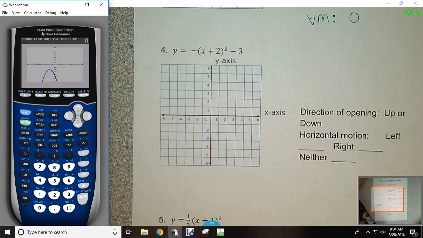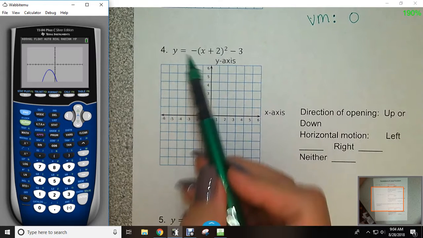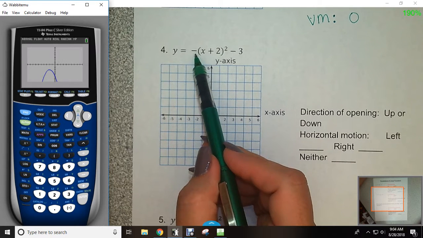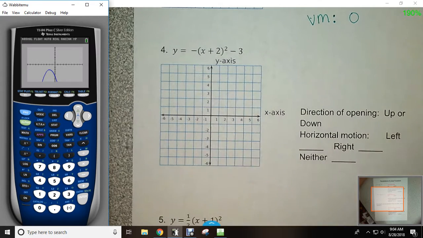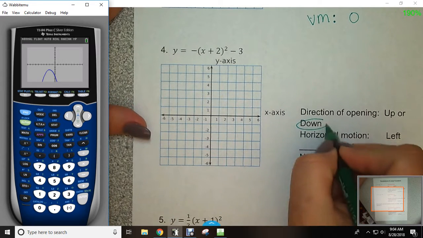Okay, so this time it flips upside down. Well, what part of that equation makes it flip upside down? Well, that's the fact that this is a negative out in front. When you have a negative in front of your x squared or your parentheses squared, that's going to flip it upside down. My direction of opening is down.